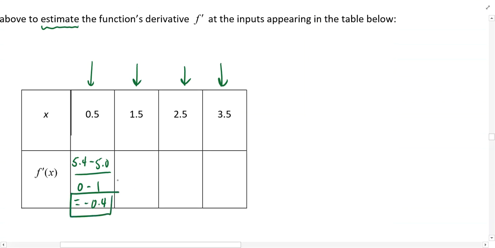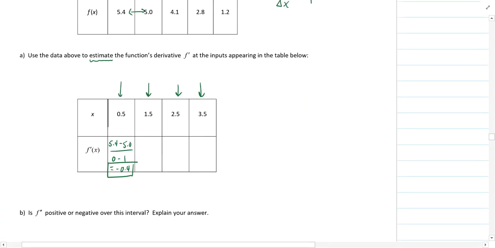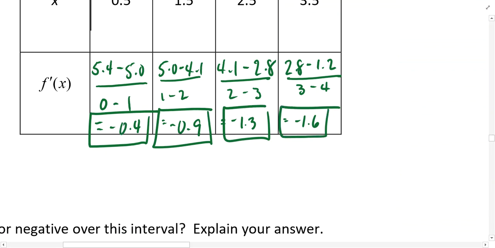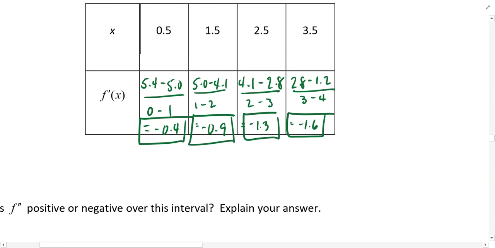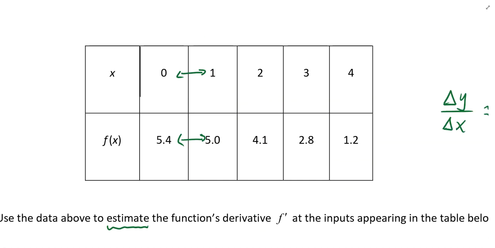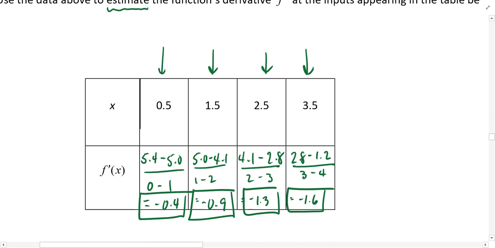And we can set up the remaining table much the same way. And it looks like our approximate derivatives are changing from negative 0.4 to negative 0.9, negative 1.3, and negative 1.6 for each of these x values. Now again, this is assuming that we have a constant rate of change in between the known x values above, but again, since this is just an estimate, I think this technique is wholly appropriate for this particular question.